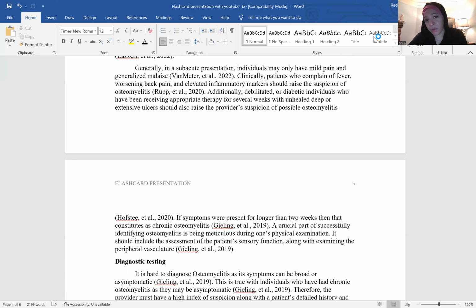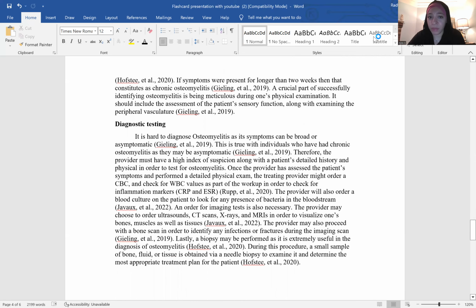Additionally, debilitated or diabetic individuals who have been receiving appropriate therapy for several weeks with an unhealed or deep extensive ulcer should also raise the provider's suspicion of possible osteomyelitis. If symptoms were present for longer than 2 weeks, then that constitutes chronic osteomyelitis. A crucial part of successfully identifying osteomyelitis is being meticulous during one's physical examination. It should include the assessment of the patient's sensory function along with examining the peripheral vasculature.